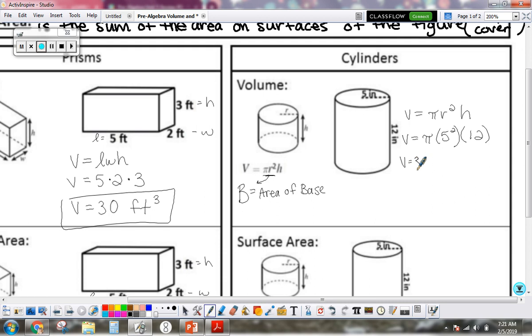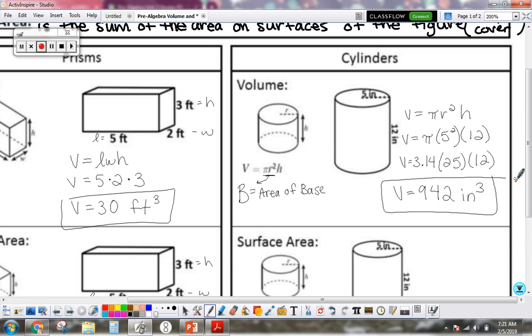We're going to use 3.14 for pi, so I'm just going to change it to that right now. I'm just going to rewrite everything. Please make sure you are rewriting everything as you bring it down. If you don't do that, you might forget something, and that could cause your answer to be incorrect. So now that I've brought everything down, I've changed my pi to 3.14. I can just punch this in the calculator. 3.14 times 25 times 12. And when I do all that, I get 942. It's in inches. Remember, volume is cubic, so inches cubed.